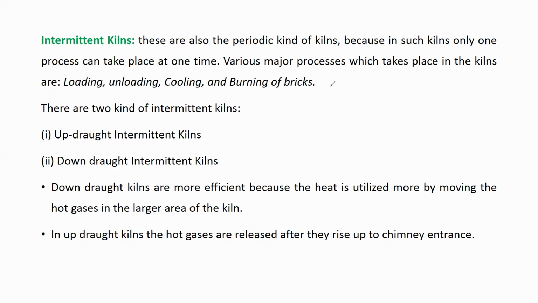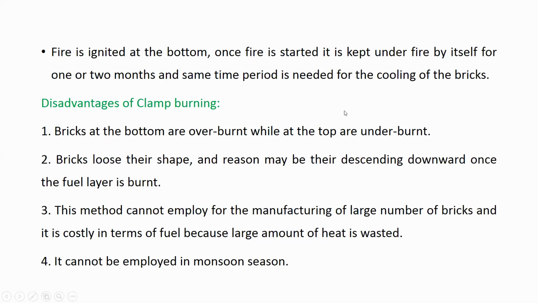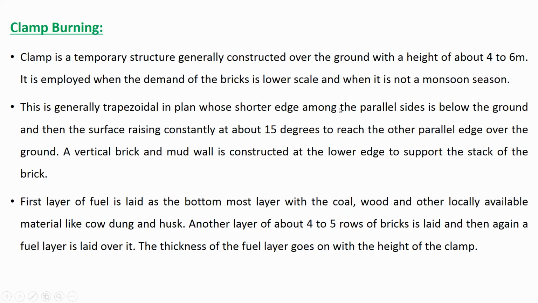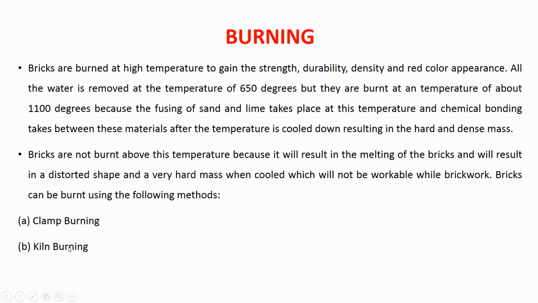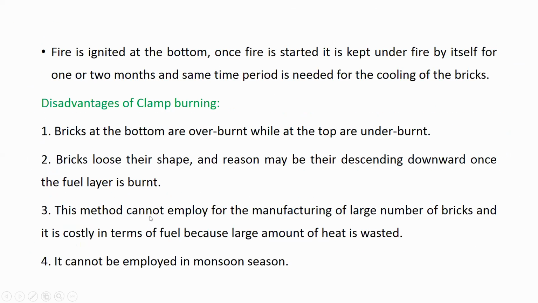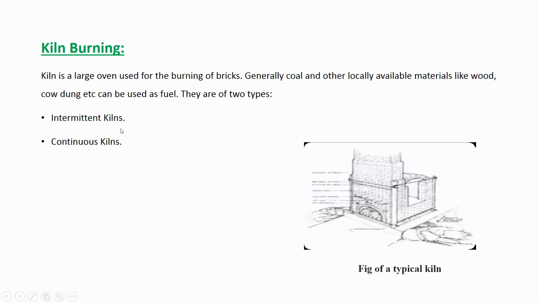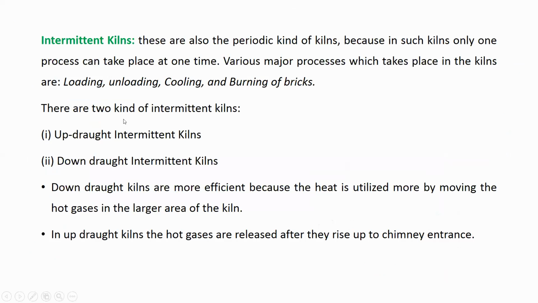In intermittent kiln also there are two methods. Don't get confused here. In burning we have two types: clamp burning and kiln burning. In kiln burning we have again two types, intermittent kiln and continuous kiln. In intermittent kiln again two types: updraft intermittent kiln and downdraft intermittent kiln.